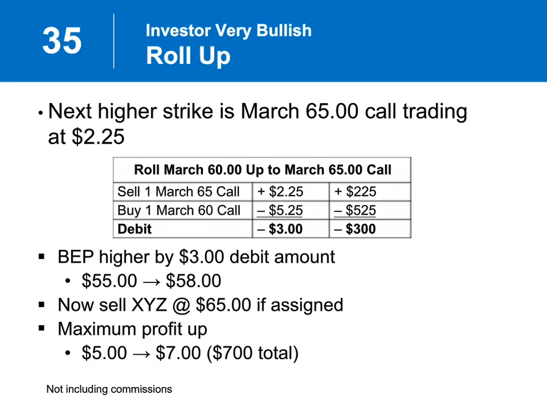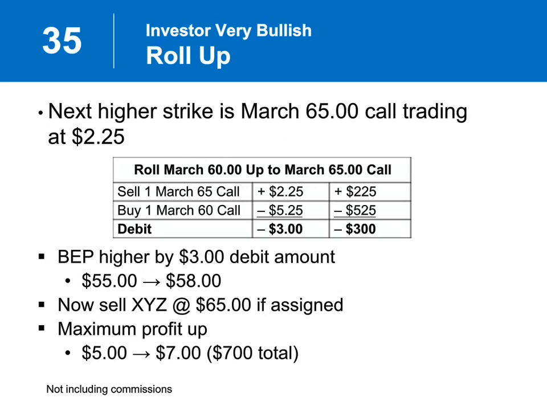The more important number is the debit we're paying. So we're paying $3 for this spread. So again, what happens here? We got a break-even point. That'll now be $3 higher because that's the debit we paid for this spread. So our break-even is going to go from 55 to 58. Now we're talking about a stock that's 64, so we still got quite a bit of room. And that's what happens if we've rolled up, buy back the March 60 and sell these March 65 calls.